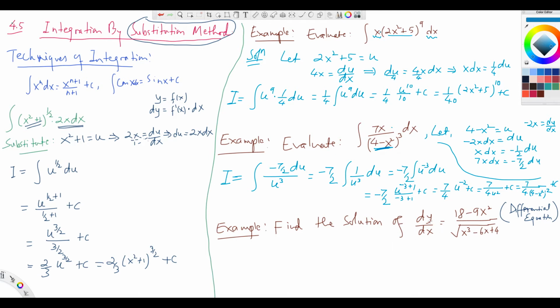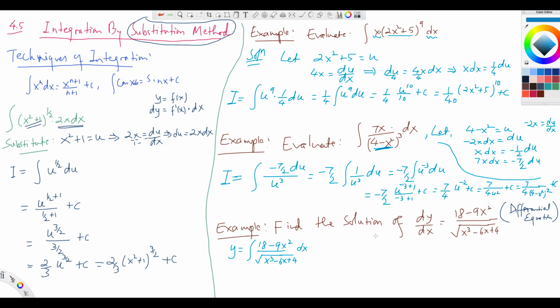The solution of a differential equation is the value of y. The derivative is given, and you want to find the value of y. How do I find it? You integrate on both sides, right? So when you integrate, you get y equals the integral of 18 minus 9x squared over the root of x cubed minus 6x plus 4, and there is dx. When you integrate, that's what you get.